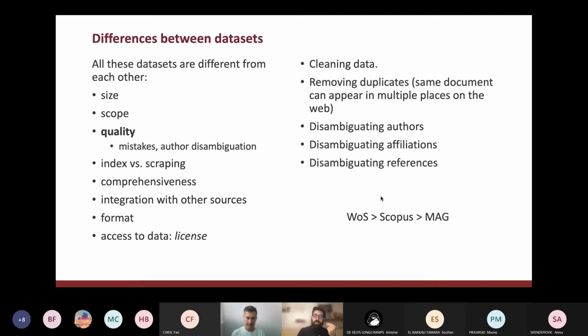So the problem is that there are datasets that have several mistakes. And in general, what I can tell you is that Web of Science and Scopus tend to be really, really good in terms of quality compared to MAG. And indeed, they have high quality data. Instead, MAG can have some errors.